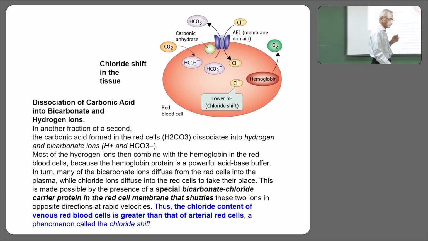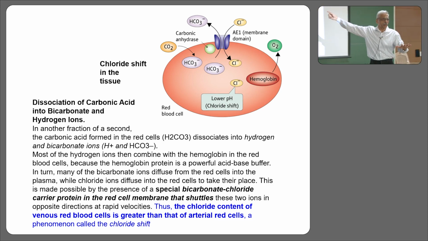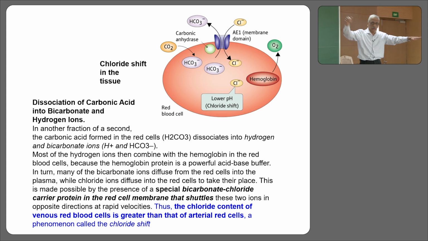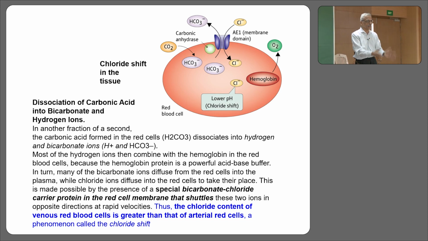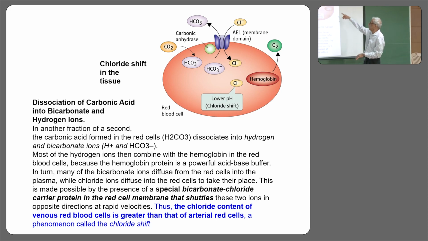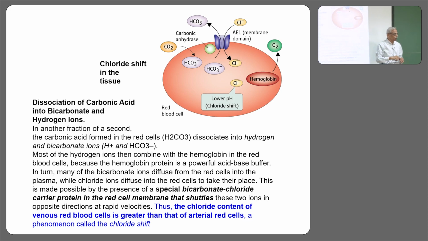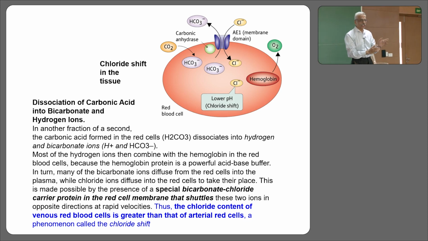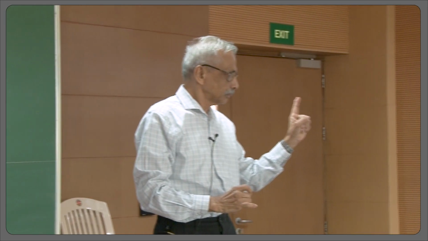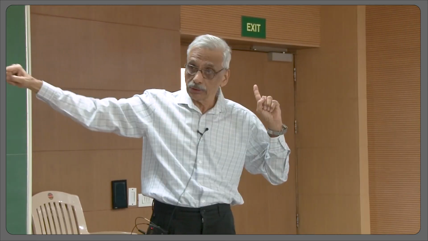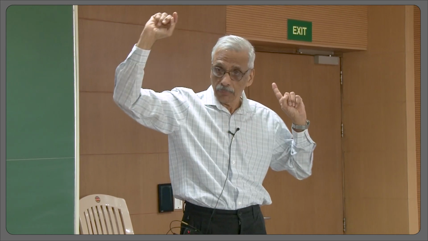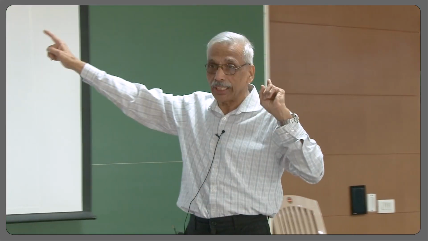You are looking at an RBC. Why is the bicarbonate generated in the RBC? Because CO2 came. CO2, water, carbonic anhydrase, and bicarbonate ion is generated. A huge amount of bicarbonate is generated within the RBC. Are you okay so far? Now, that bicarbonate ion is moved out of the cell in exchange for chloride ion, 1:1. Because the chloride ion gets in and the bicarbonate ion gets out, this phenomenon is called the chloride shift.